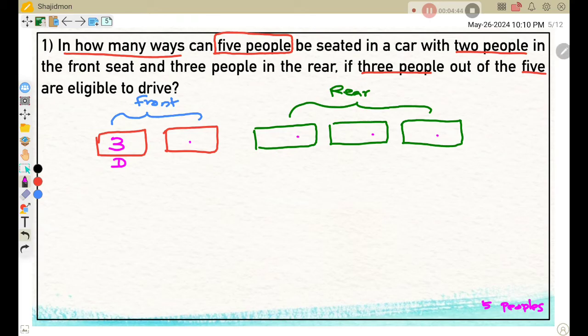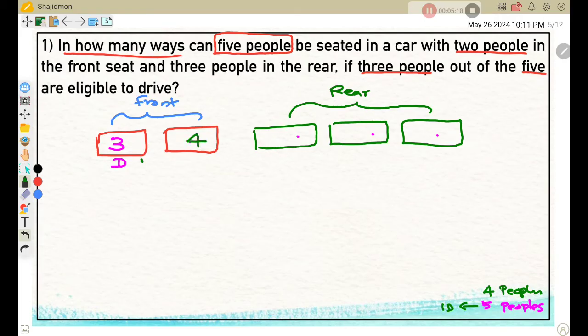So definitely we have 3 possibilities, but how many persons will be in the driving seat? One person only will sit, correct? So how many persons remain? We have 4 persons, correct? So one person will be the driver. We have 3 possibilities, and inside the box we always write the possibilities, but one person only will sit at a time. So how many people remain? We have 4 people, correct? So for the second seat, how many possibilities are there? We have 4 possibilities.